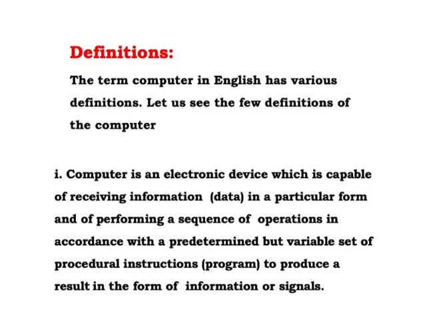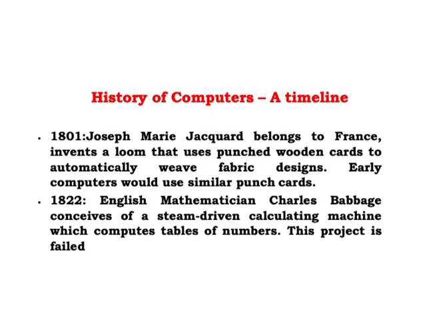A computer is an electronic device which is capable of receiving information in a particular form and performing a sequence of operations in accordance with a predetermined but variable set of procedural instructions to produce a result in the form of information or signals. When we look into the history of computers, it's very old.